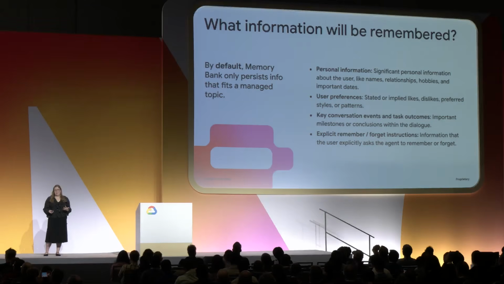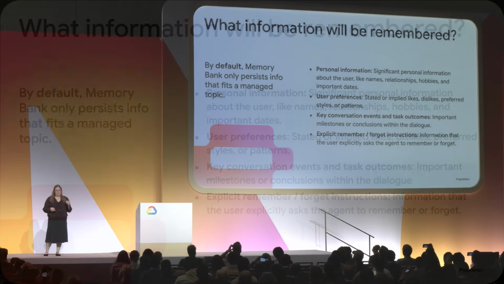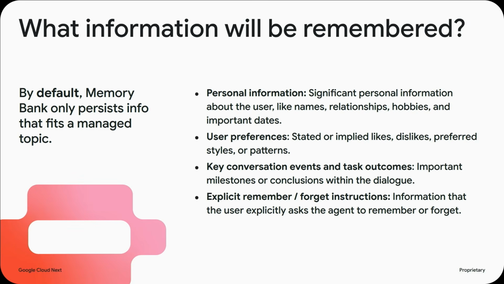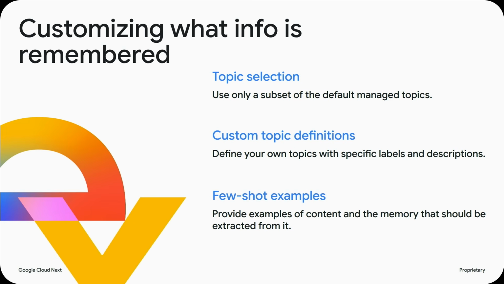And what information will be meaningful? So by default, we store personal information, user preferences, key conversation events, and explicit instructions to remember or forget information. But you can always personalize this, so you can use a subset of those topics. You can also define your own topics, and you can provide few-shot examples of, here's a conversation between a user and an agent. This is what I want to actually persist from it.